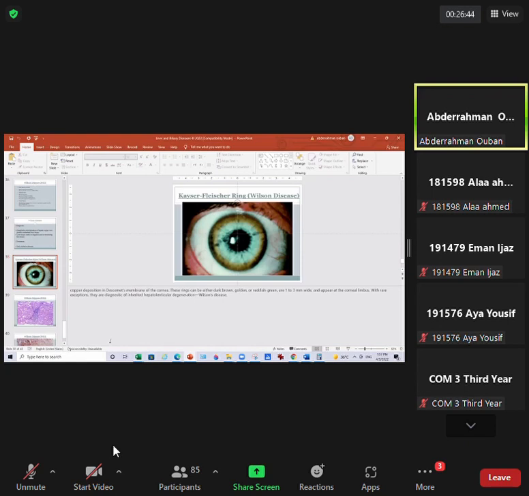All right, I wanted to tell you exactly where this is located. So the copper in this case is deposited in the Descemet membrane of the cornea. As you can see here, this is the brown one. What's the color of copper in the environment that you see all around you?